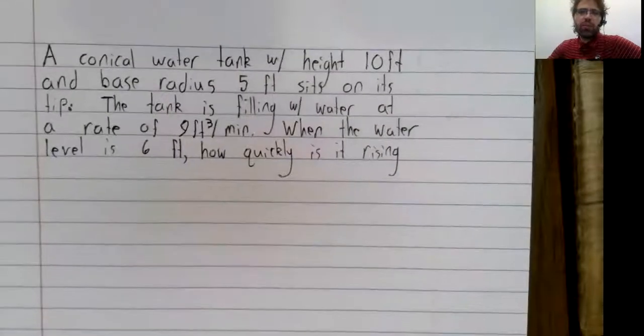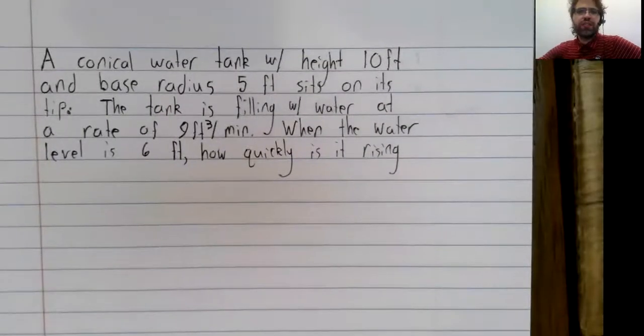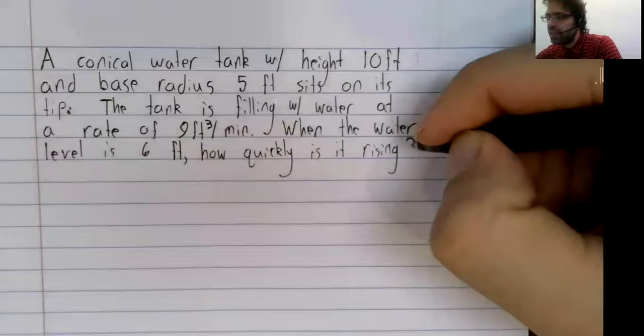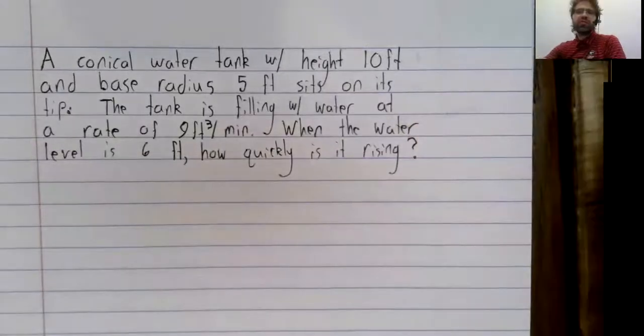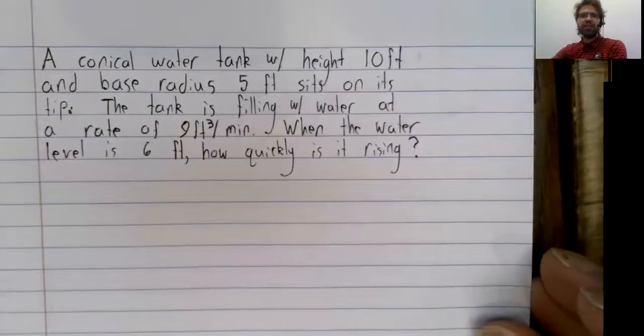A conical water tank 10 feet high with a base radius of 5 feet sits on its tip. The tank is filling with water at a rate of 9 cubic feet per minute. When the water level is 6 feet, how quickly is the water rising?